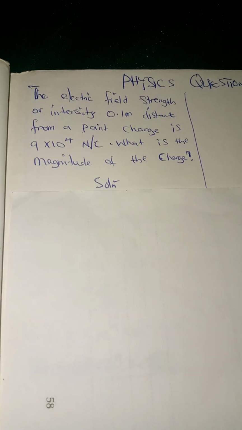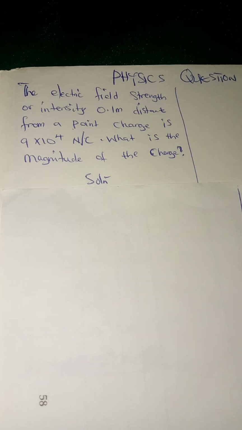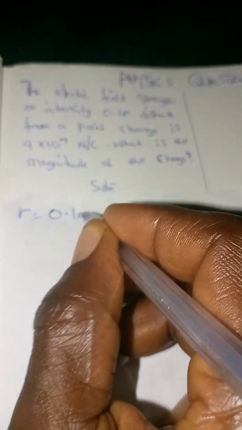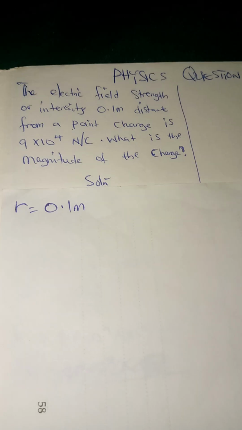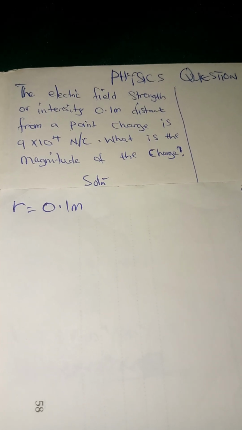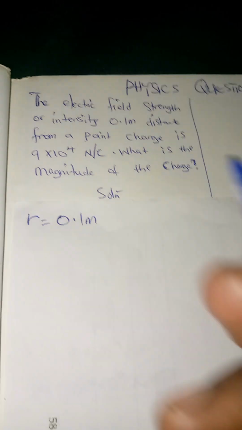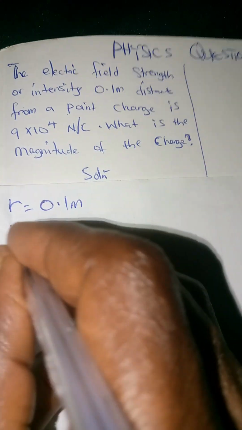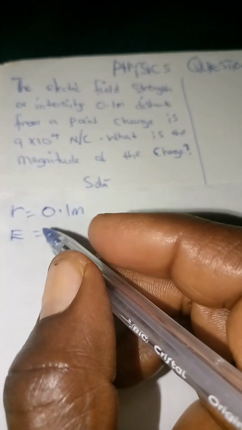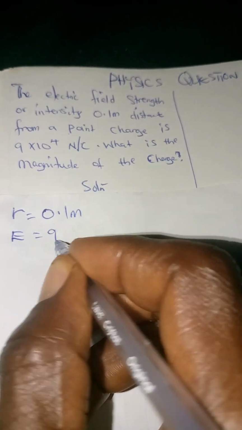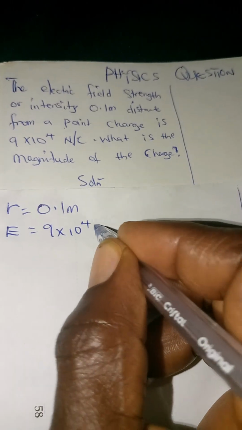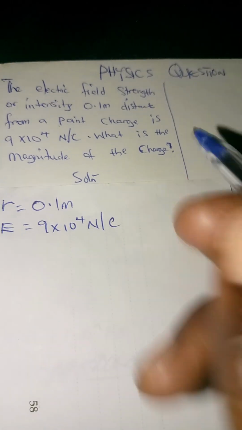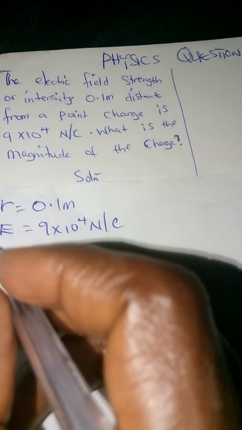Okay, what we have here is the electric field strength or intensity, and the distance R is equal to 0.1 meter. That's 0.1 meter. The distance from a point charge is this. You have been given your electric field to be 9 times 10 raised to power 4 Newton per coulomb. What is the magnitude of the charge?